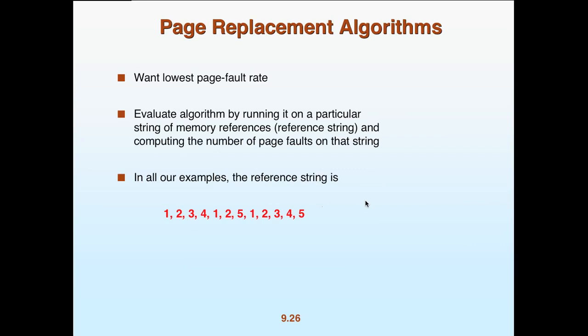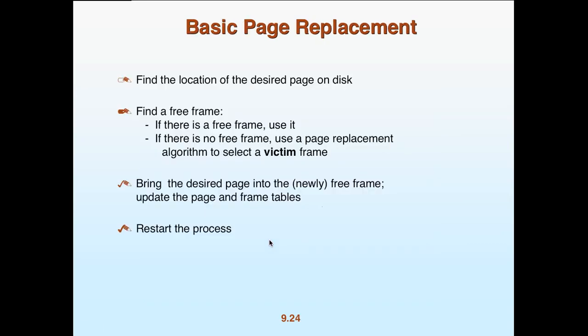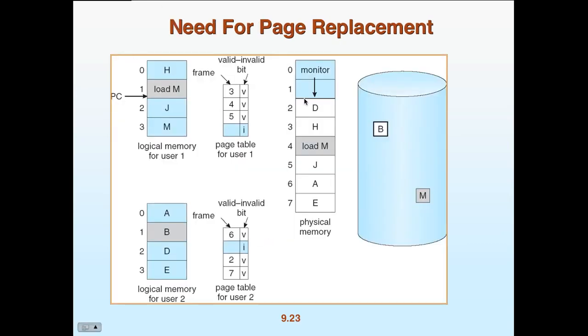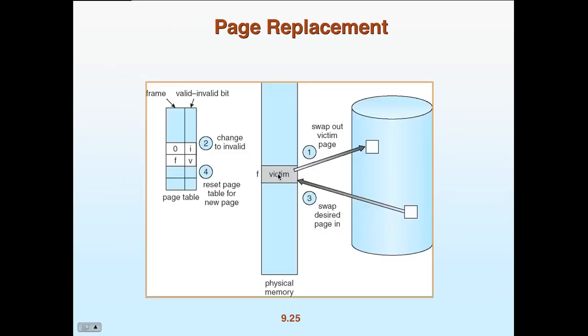So you evaluate the algorithm by running it on a particular string of memory references. You have a reference string, and then you compute the number of page faults on that string. So what we're going to do is run through an example with this particular string here, and compare the number of page faults. The one with the lowest number of page faults is going to give us the best, most efficient runtime. Here's our reference string, and it's just a bunch of references. We're just going to take this reference string and compare it.